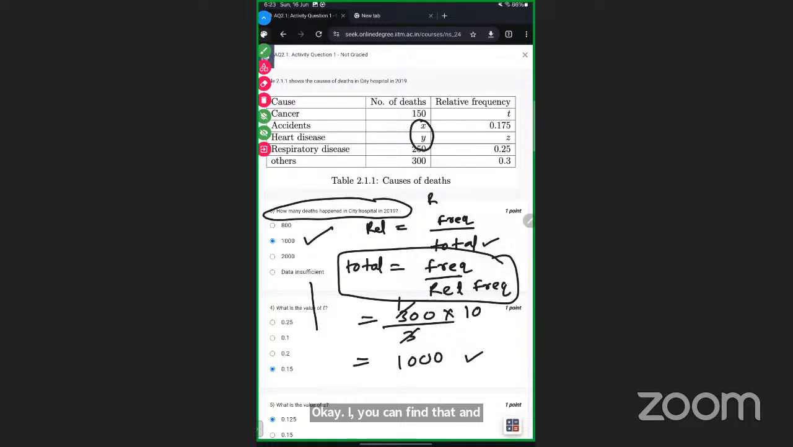Since you know this is 1000, you can now find the relative frequency of this, right? T would be 150 divided by total. Total is 1000, so that will become 0.15. So T would be 0.15 and Z will become 0.125. You have to sum it up, so this all will be 1. The summation of T plus Z plus the rest will be equal to 1, right? So that's how you'll get Z, and from Z you can find Y. Y is going to be 125. That's how you can solve this all.